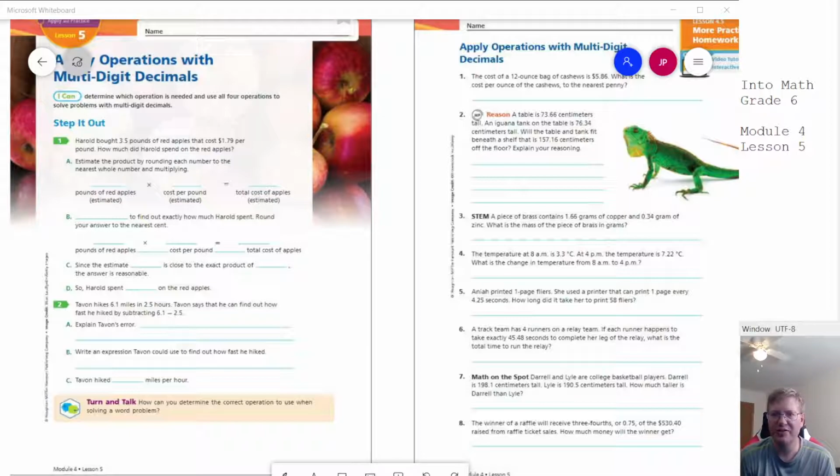Today we're going to be doing our final lesson of the module. We are going to be doing anything and everything using decimals. So we might be adding, subtracting, multiplying, or dividing. It will be up to the students to read closely and underline problems or parts of the problem that will help them figure out what we are doing.